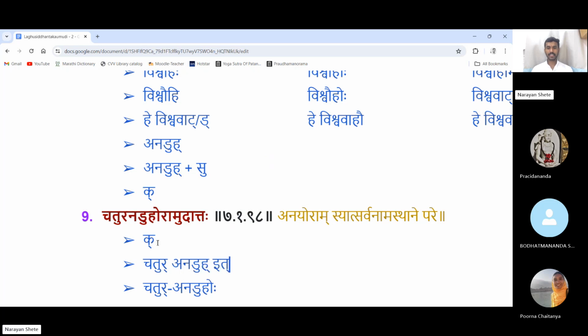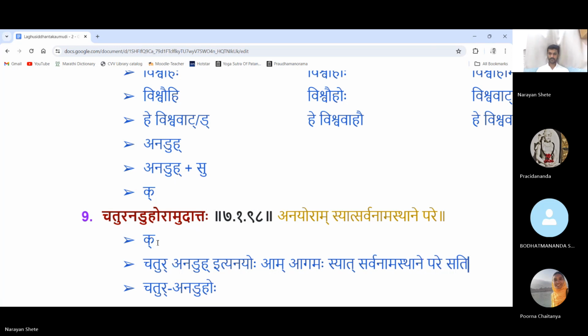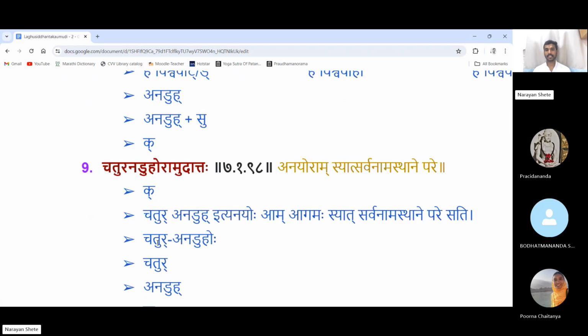Anaduh ityanayoho am agamah syat. Kada? What is the nimitta? So nimitta is given. Sarvanama sthane pare sati. When there is a sarvanama sthana saudnika pratyaya in front of this anaduh shabda and chatur shabda, then what happens? Am agama comes. Okay.